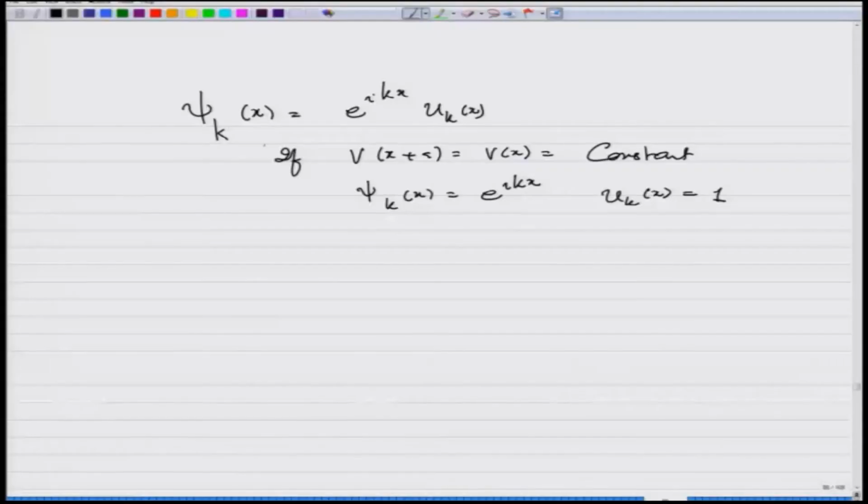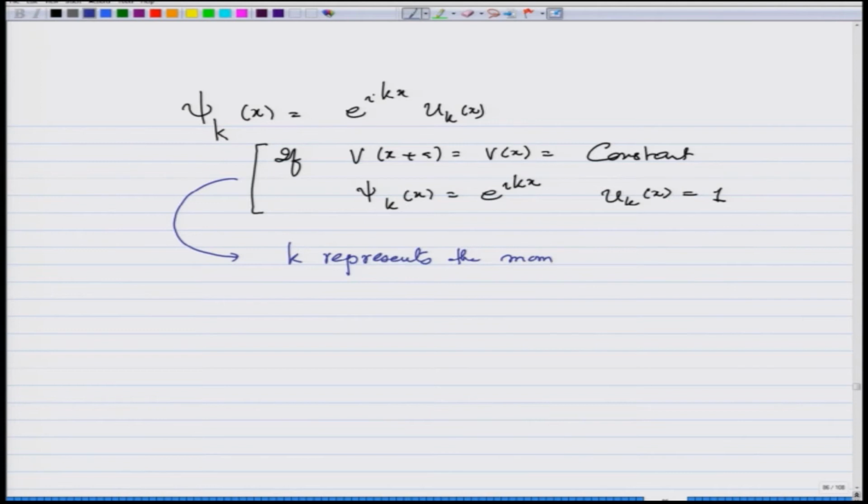In the second case, k represents the momentum of the particle. How so? Because if I take the p operator operating on e^{ikx}, I get ħk e^{ikx}. So, this is a momentum eigenstate, as we have said again and again while discussing these things earlier.